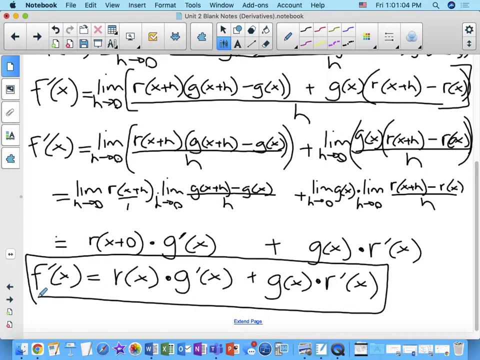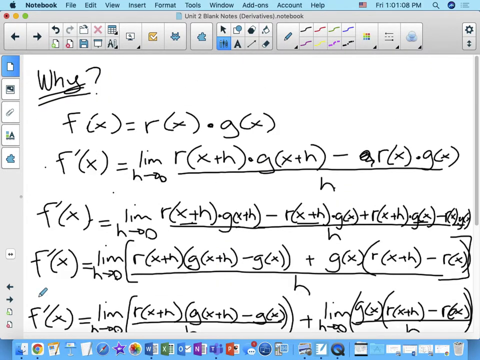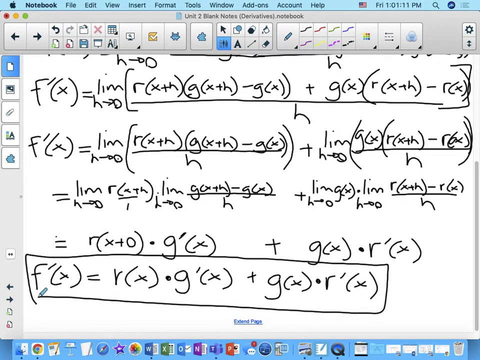Okay, I think when I did my algebra, the order of my terms got reversed from the one I gave you. But it doesn't matter because it's addition, right?